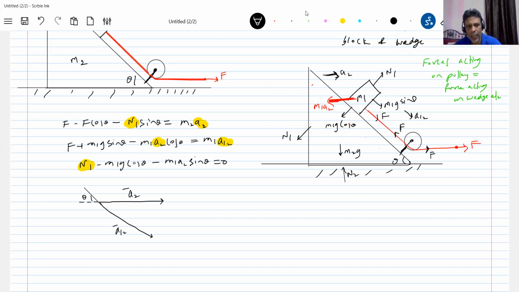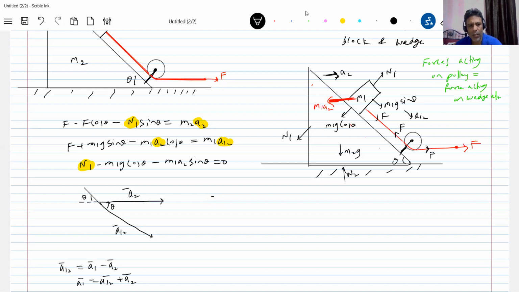So the angle between A2 and A12 is how much? It is theta. Tell me, what is A1? From the vector diagram, A12 bar equals A1 bar minus A2 bar. So what is A1 bar equal to? A12 bar plus A2 bar.